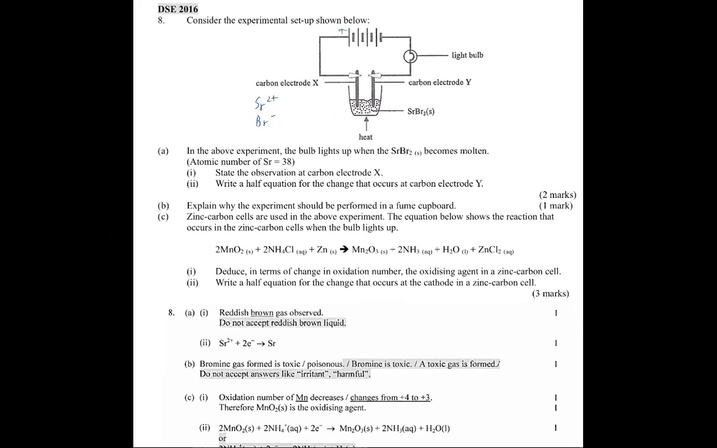Two substances you need to remember are liquid at room temperature. That's mercury and bromine. And bromine liquid evaporates readily to form the reddish brown gas. And this reddish brown gas is actually toxic.